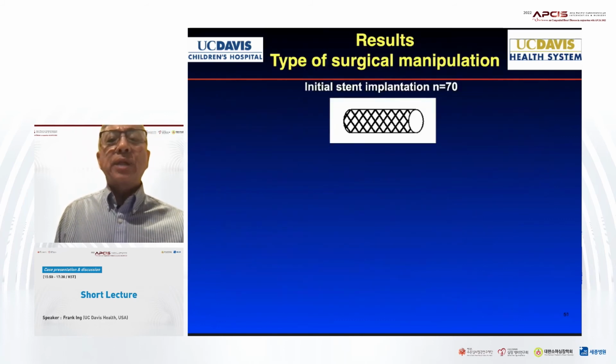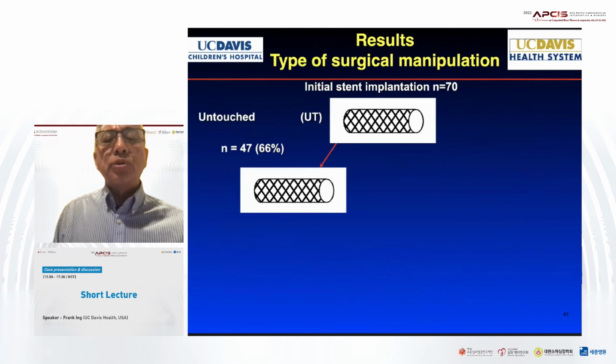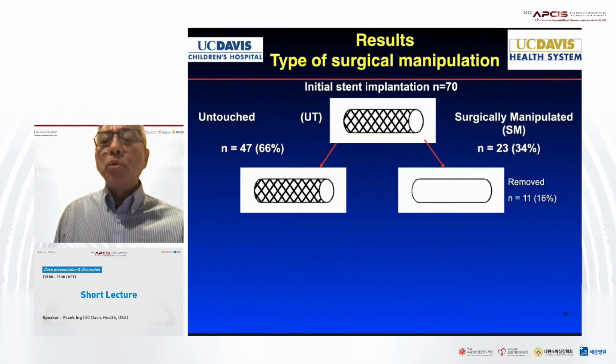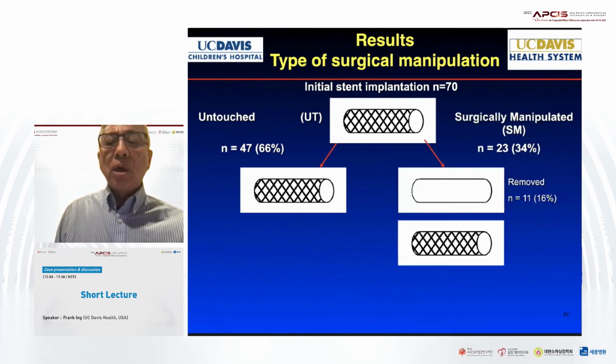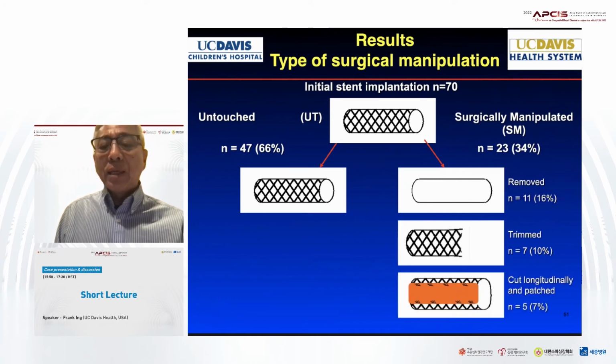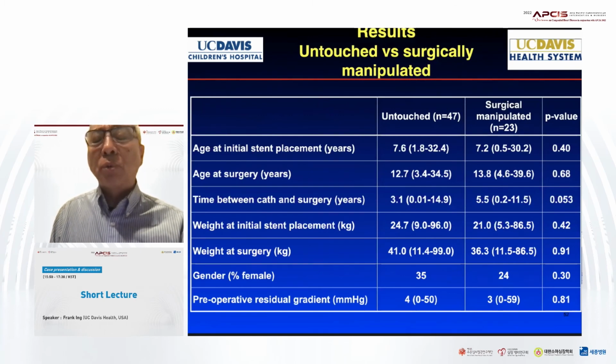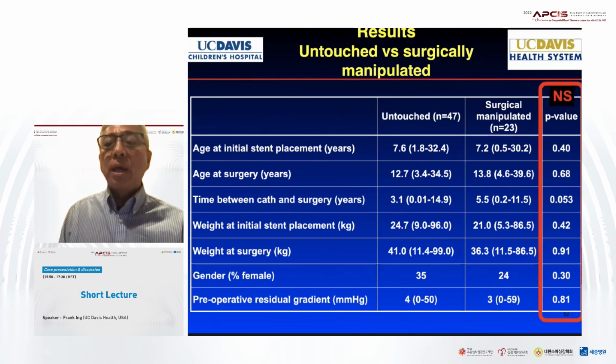So if you look at the stent, either they were not touched at the time of the unrelated surgery, or they could remove that stent at the time of surgery, or they trim it, or they fillet it open and put a patch in. And what was really interesting, if you look at the cohort of untouched patients versus those where the surgeons actually manipulated the stent, the overall patient profile is pretty similar on both sides.